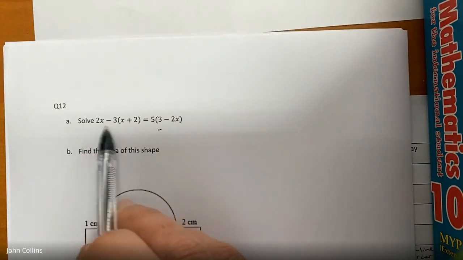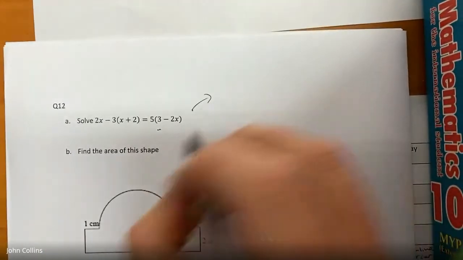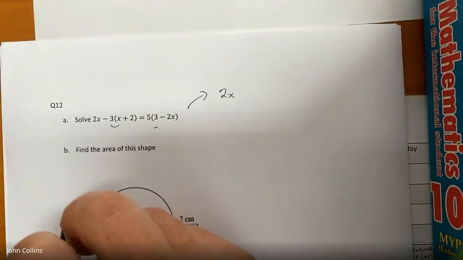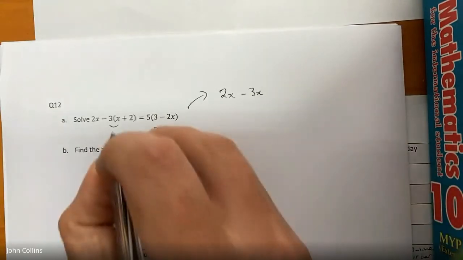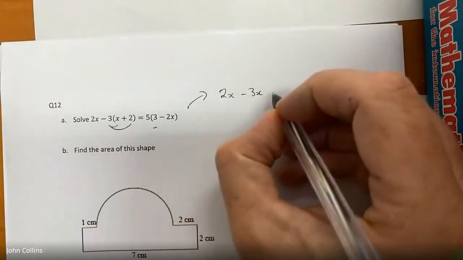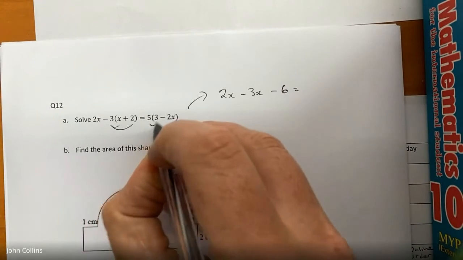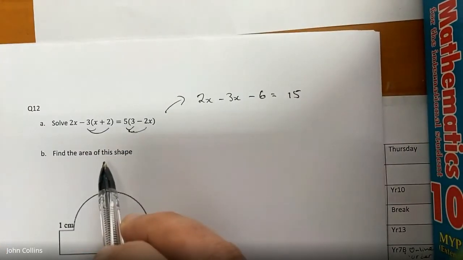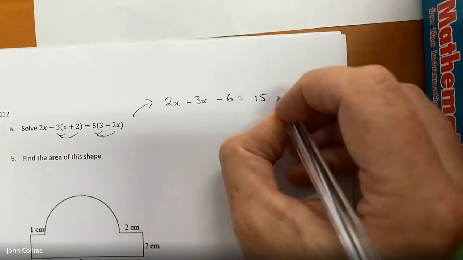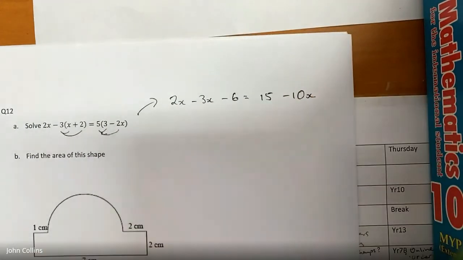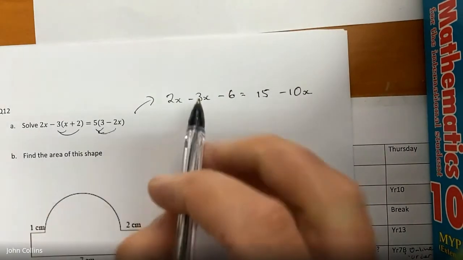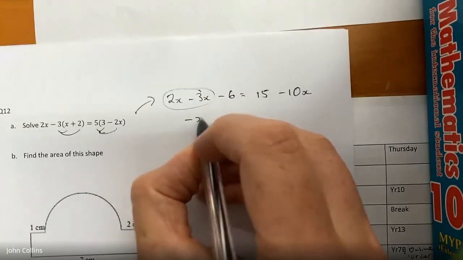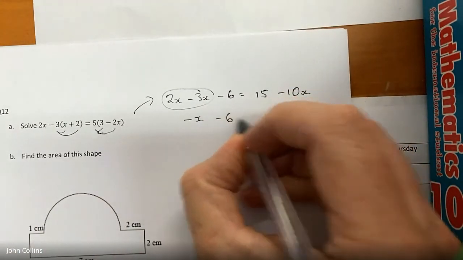Probably the easiest thing here is, once again, to expand the brackets and multiply everything out. I'll just do it up here. I still have my 2x. I have -3 times x, so that's -3x's, and -3 times +2 is -6. 5 times 3 on this side gives me 15, and 5 times -2 is -10. Now I'm going to combine these two like terms. 2x take away 3x's leaves me with -1x, which is -x.